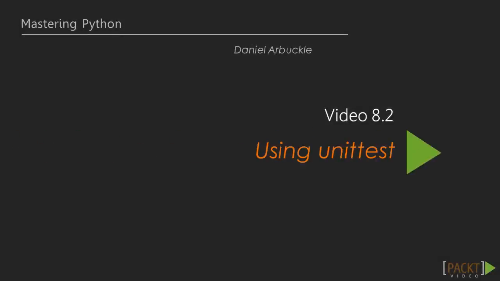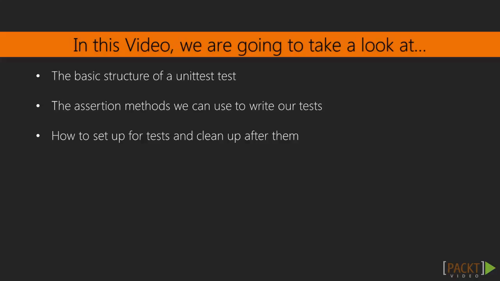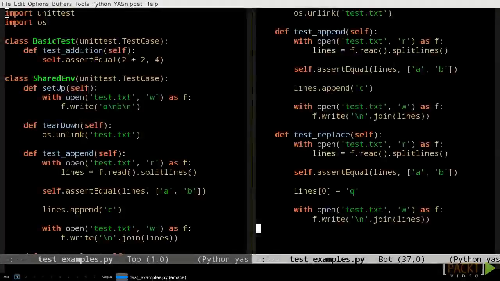8.2, using Python's unittest module. We're going to look at how Python's unittest tests are structured, the assertion methods we can use to check for specific conditions in our code, and how to set up an environment for tests and to clean up after them. The unittest package contains a framework for performing automated unit testing. Most of that functionality is based around the unittest.TestCase class, which we'll inherit from to create our own tests.